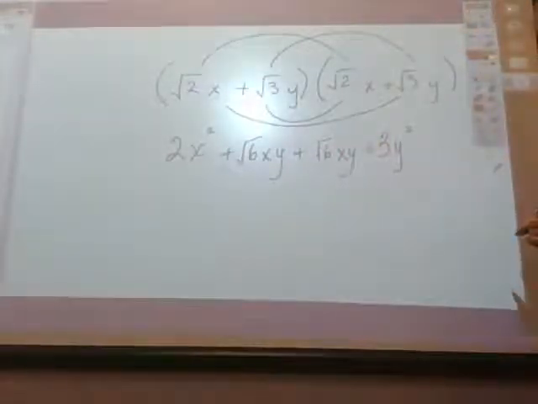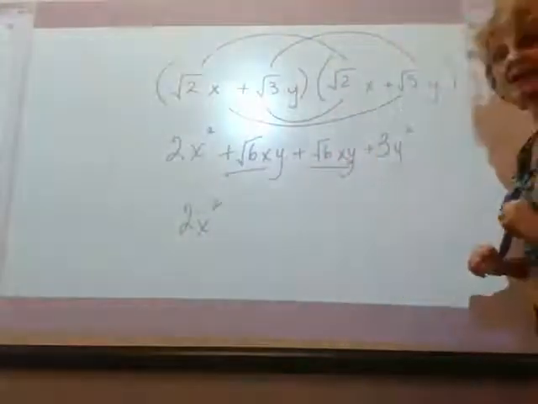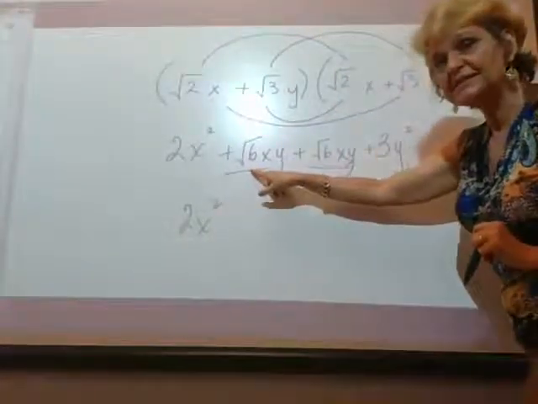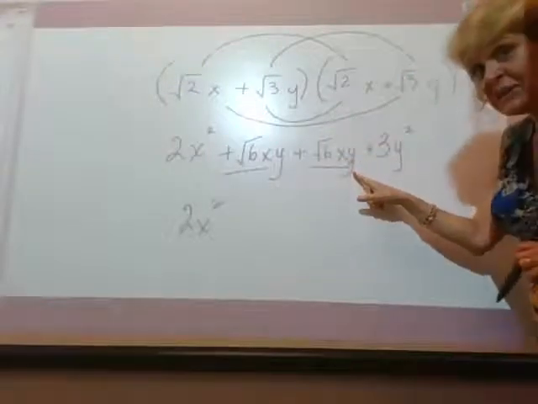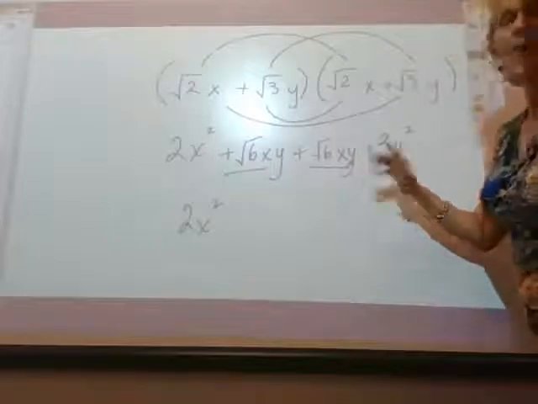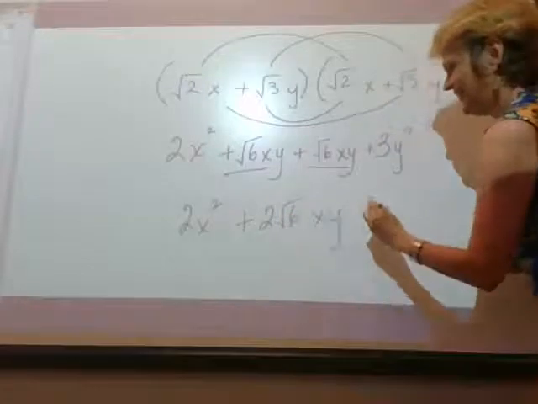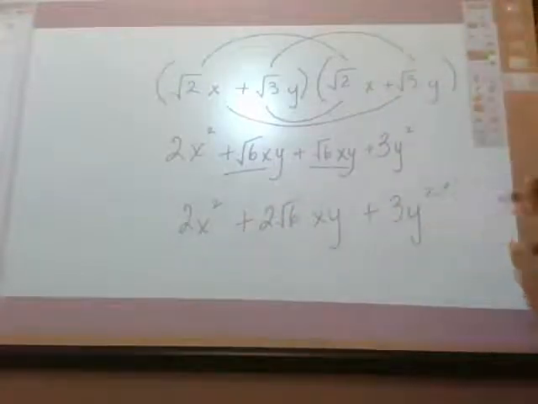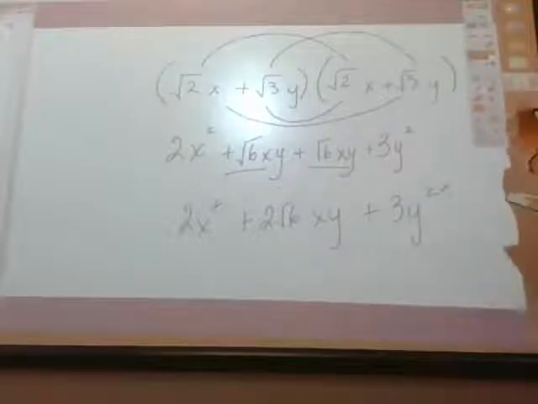Okay? So, when I combine my like terms, you guys see that these are like. There's one radical 6xy and another radical 6xy. So how many radical 6xy's do I have? Oh, you're right. I have 2 of them. And this is my final answer. All right, so you've got 4 practice. So go ahead and stop the video, do those, and then come back and check.